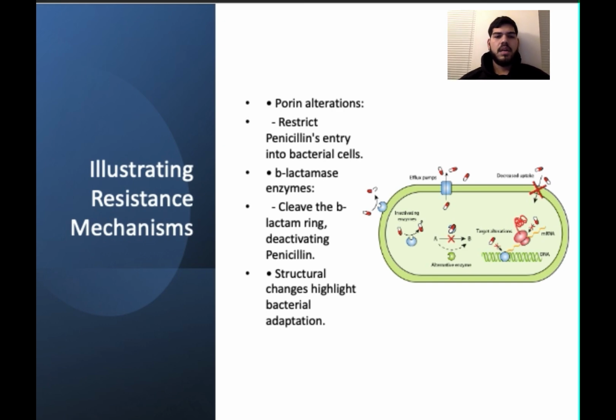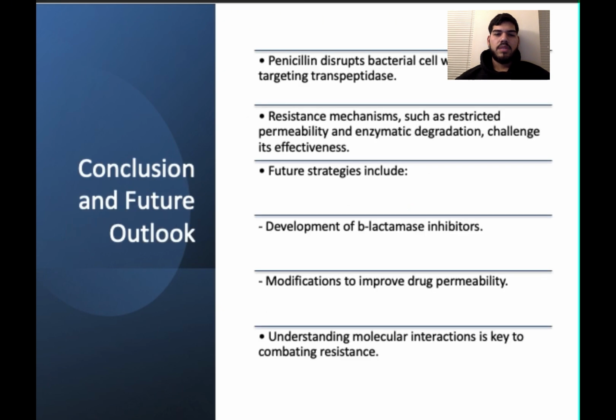In conclusion, penicillin has played an instrumental role in treating bacterial infection by targeting transpeptidase and disrupting cell wall synthesis. However, bacterial resistance mechanisms like restricted permeability and enzymatic degradation now pose significant challenges. To combat resistance, researchers are developing beta-lactamase inhibitors and modifying penicillin to improve its efficacy against resistant strains. Understanding the molecular interactions of antibiotics, as we have seen today, is key to staying one step ahead in the ongoing battle. Thank you for listening.